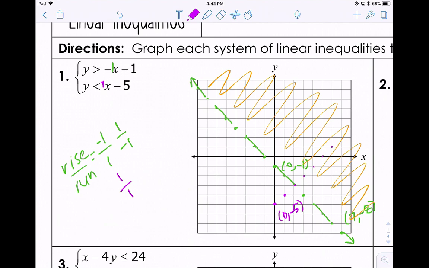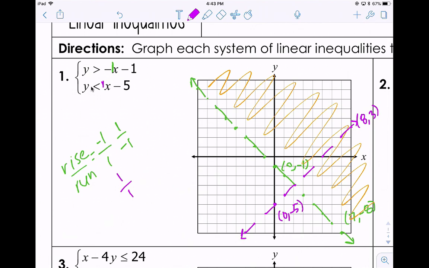You could also, instead of going up and right, go down and left. I'm going to label this point out here as (8, 3). So I have 2 points, (0, -5) and (8, 3). I'm going to draw my line. This time, this symbol right here tells me that it is a dashed line. It doesn't have the equal to, so it's a dashed line. This way I don't mess up like I did last time.